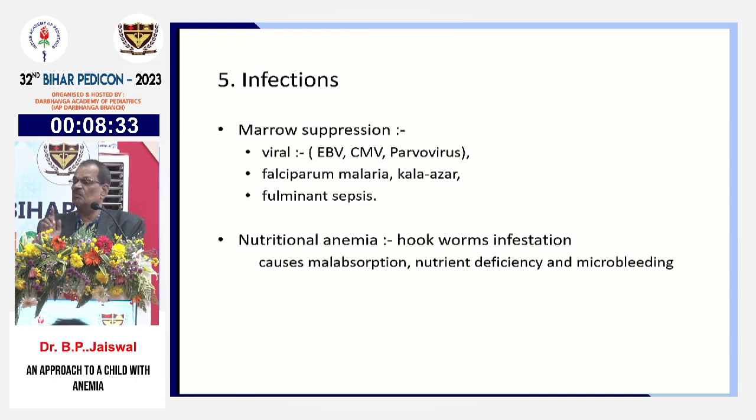Infections and marrow suppression, if present, will lead to anemia. In marrow suppression, viral infections are very important, like EB virus, cytomegalovirus, parvovirus, falciparum malaria, kala-azar, fulminant sepsis. Nutritional anemia like hookworm infestation causes malabsorption, nutrient deficiency, and microbleeding. This is also very important that you should appreciate: there is microbleeding in the intestine in hookworm anemia. And in kala-azar, the bone marrow picture will be pancytopenia. All series of cells will be depressed.